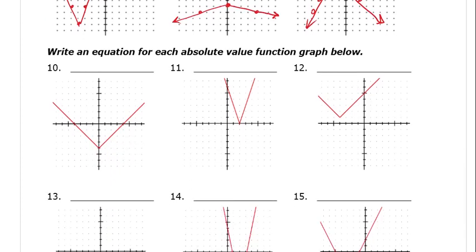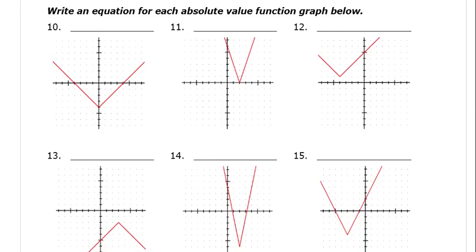Moving on to writing equations. Remember, our first step is going to be to determine the vertex, and we're going to plug those numbers in. And then if the slope changed, we've got to put a number out front. So number 10, the vertex shifted down 4. So that means we have that minus 4 out at the end. I'm going to put my y equals.